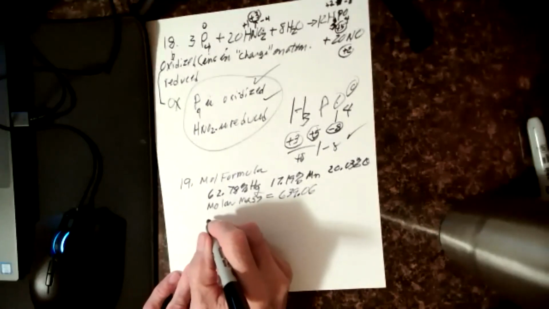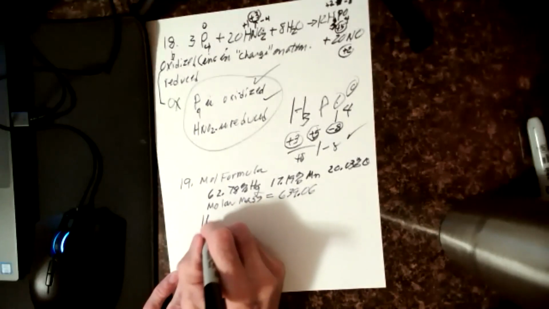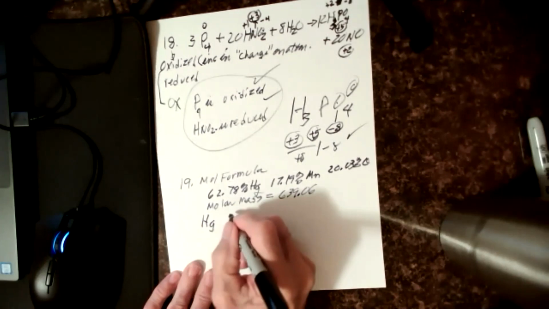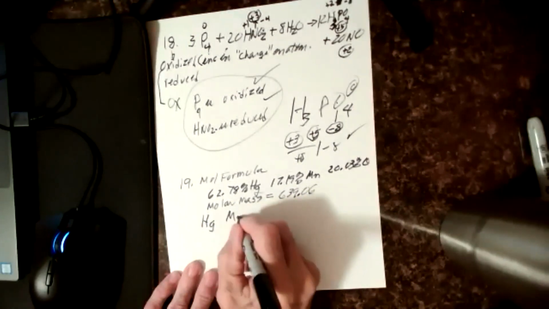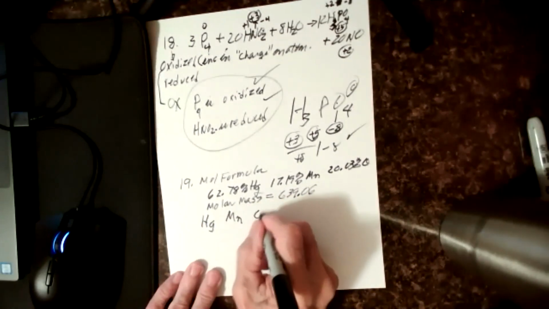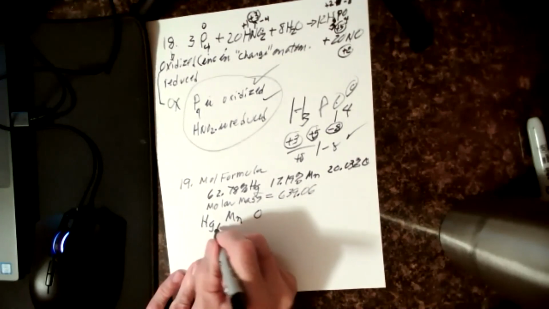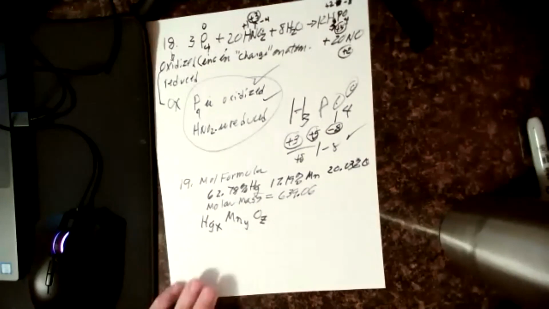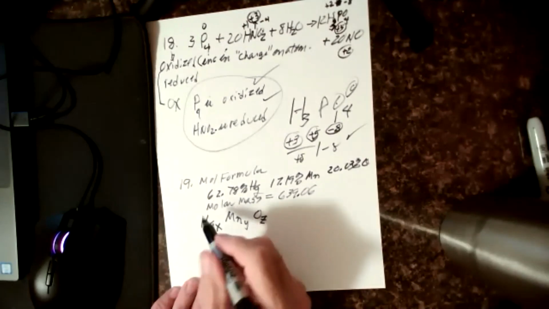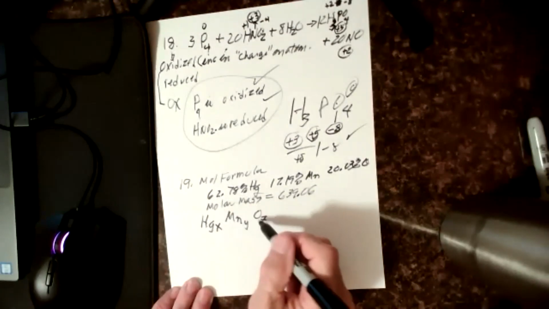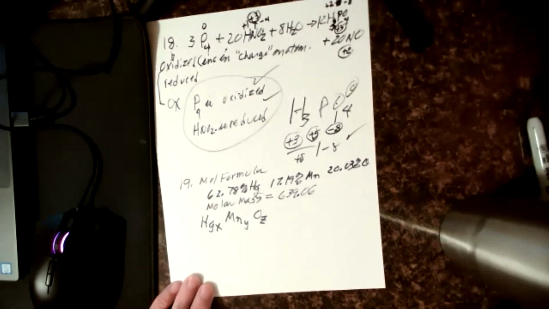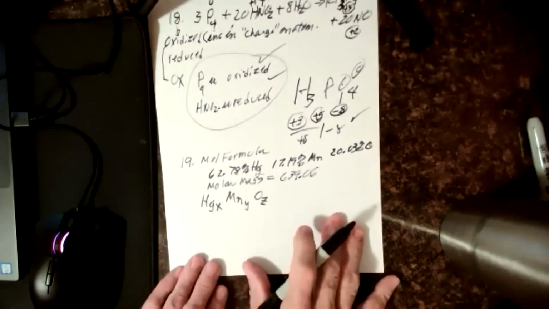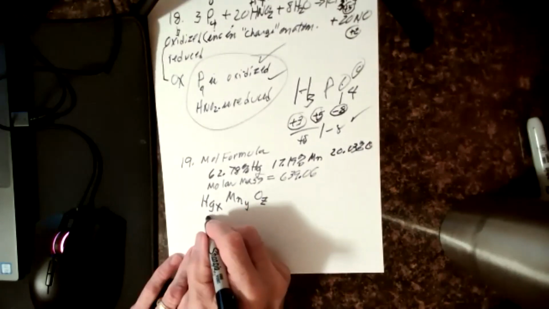Okay, so I've got a formula. The compound is Hg. It's got Mn, and it's got O in it. So I'm going to call that X and Y and Z. That's going to be the formula of the compound. HgXMnYOZ is the formula for the compound. So the way we showed you, we took the percent.